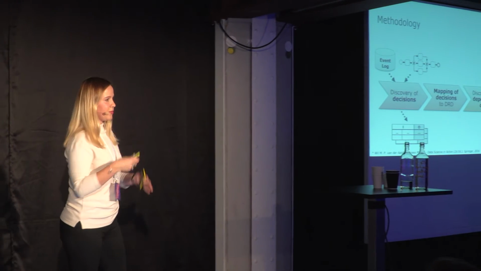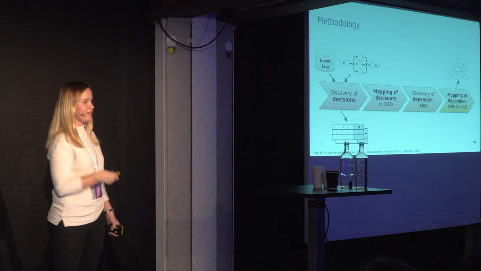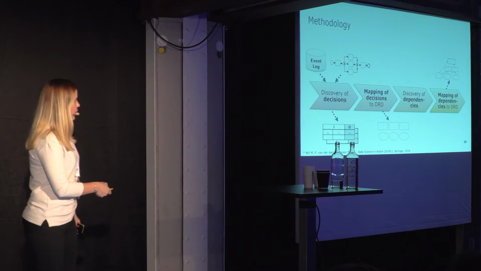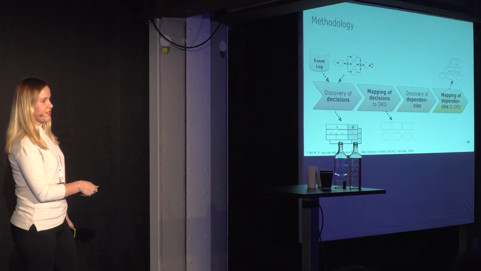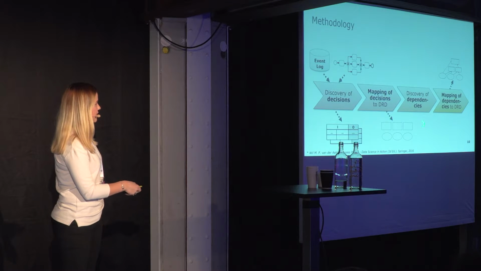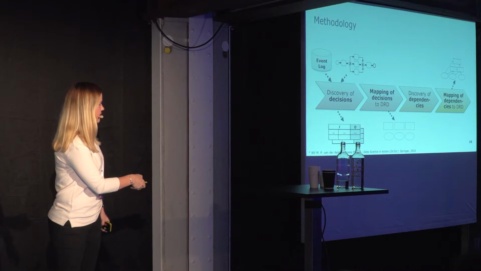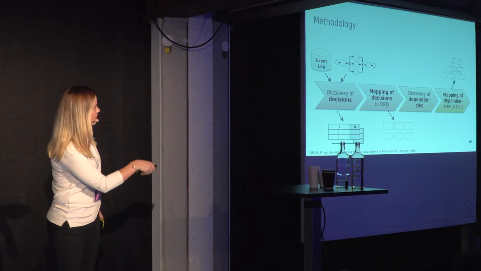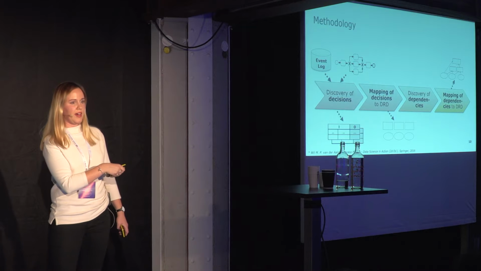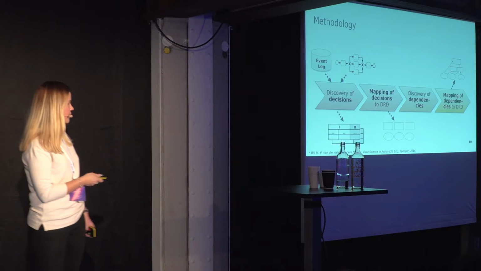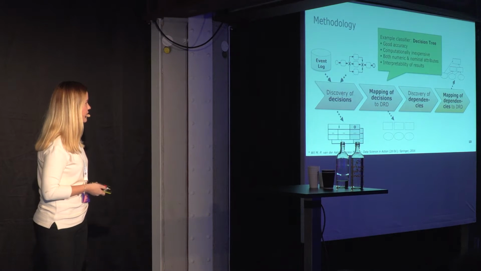So what we do in our work is we go one step further. After discovering these decisions with standard data mining, we map them to these nodes in the decision model. Then we discover the dependencies between this decision model, and these dependencies then are reflected in the output decision model. So that's basically the overview of the methodology.